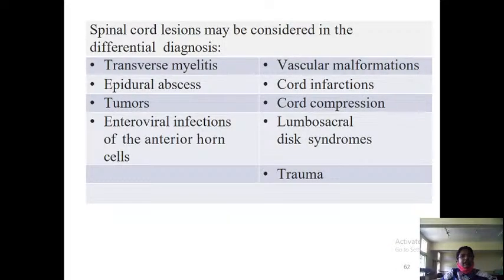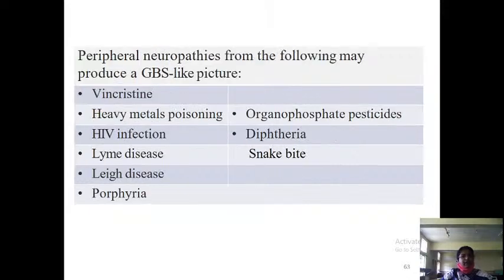Then, like we said, we discuss the differential diagnosis. It could be at the level of the spine, that is transverse myelitis, epidural abscess, tumors, then some anterior horn defects like polio, then vascular malformations and cord compressions. Then, like we already discussed, at what level the lesion could be.